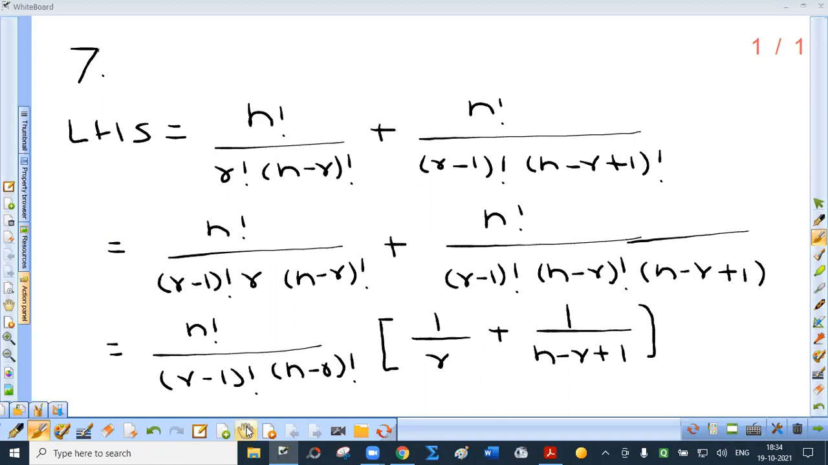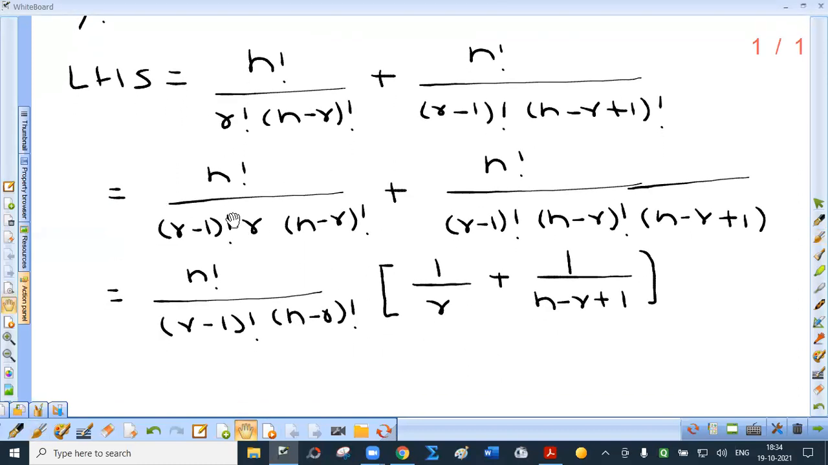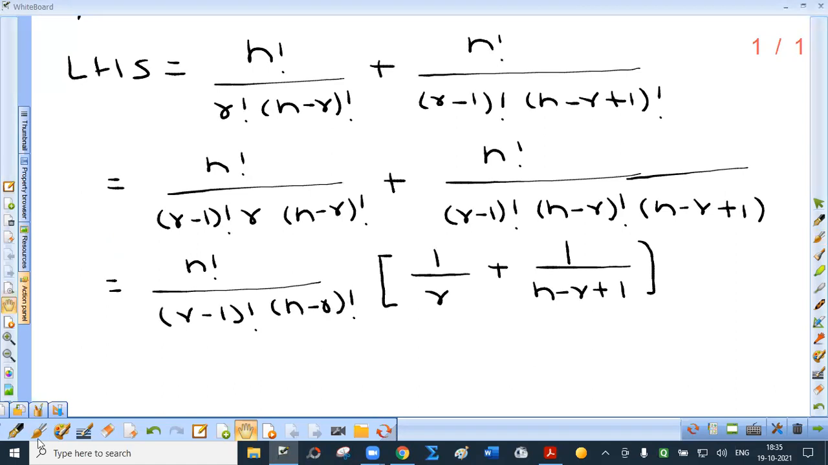What can be taken common? You may say we will find LCM. That is also correct. But here I have taken n factorial upon r minus 1 factorial into n minus r factorial common. So what remains in the bracket is 1 upon r plus 1 upon n minus r plus 1. How to add these two? Find LCM, which is r into n minus r plus 1 and so on. So see what you get.